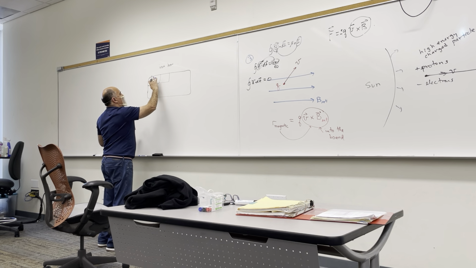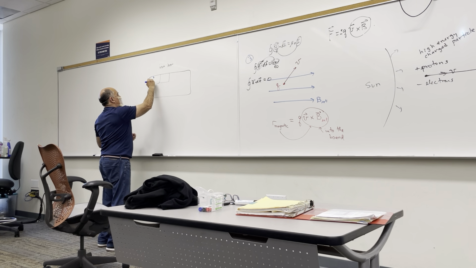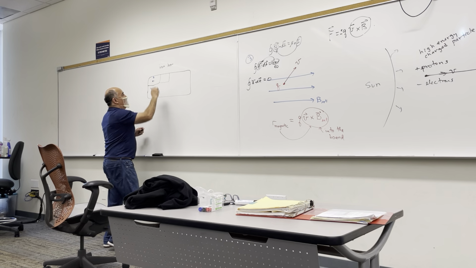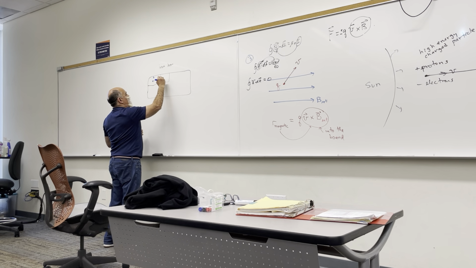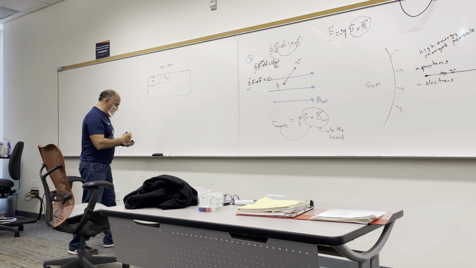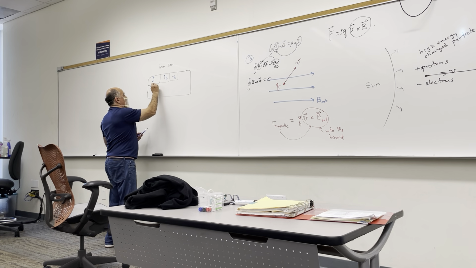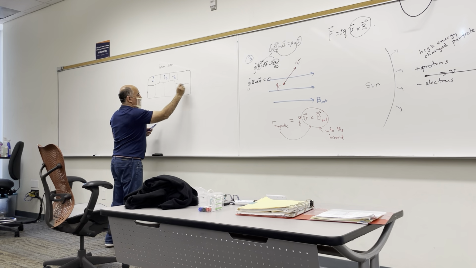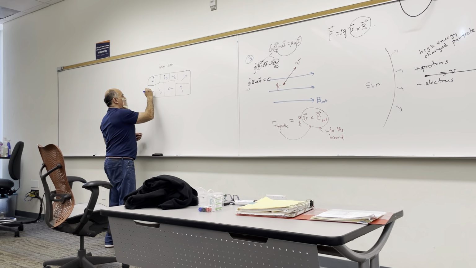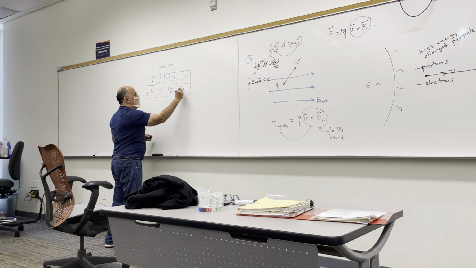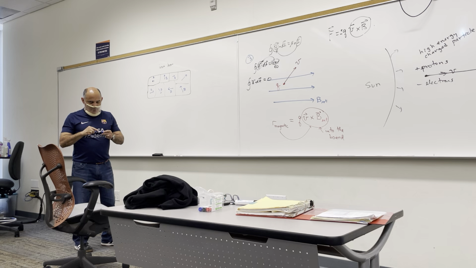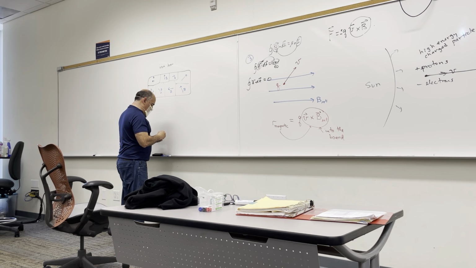There's another region over here. In fact, let me change this direction. How about I make it like this? There's another region over here where the atoms line up and maybe they interact and they face this way. So they produce a magnetic field that way. Maybe this one is like that. Each one of these regions is called a magnetic domain.